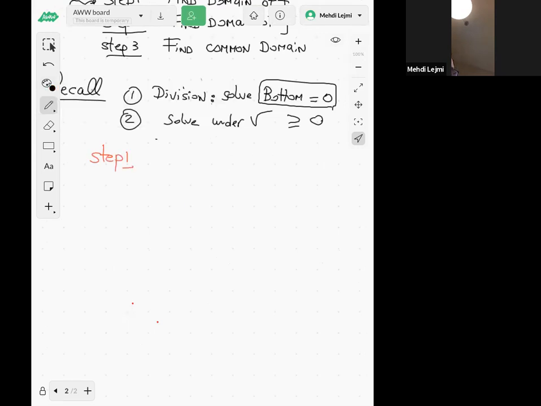So the domain of f, as I said, f of x is just 2 minus x over x minus 3. Yes, Lorden, you're correct. So here, for the domain of f, there's a division, and in the case of division, you just solve the denominator equal to 0.